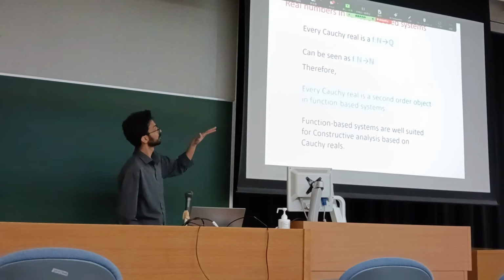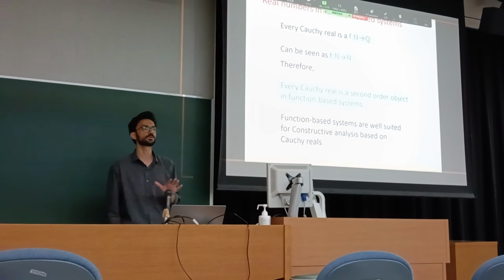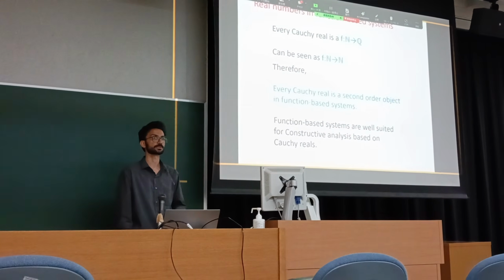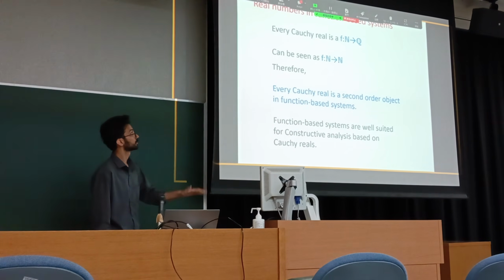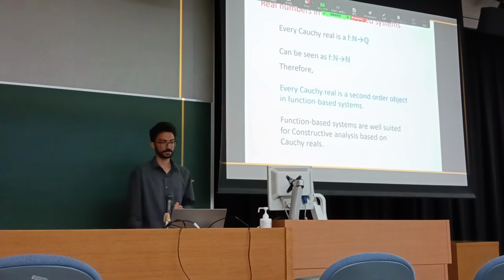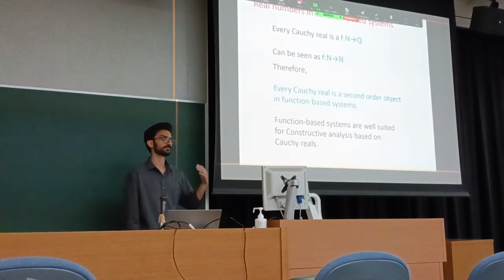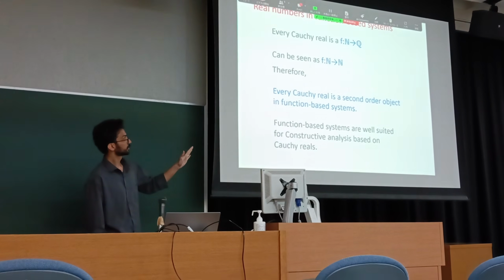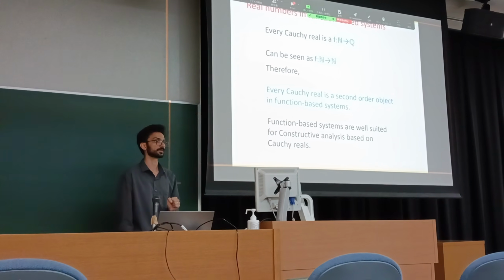What happens to real numbers in these function-based systems? We know that every Cauchy real is a function from natural numbers to rational numbers. And it also can be seen as a function from natural numbers to natural numbers, because we can encode rational numbers with natural numbers. And therefore, every Cauchy real is a second-order object in function-based systems. Consequently, function-based systems are very well suited for constructive analysis based on Cauchy reals.